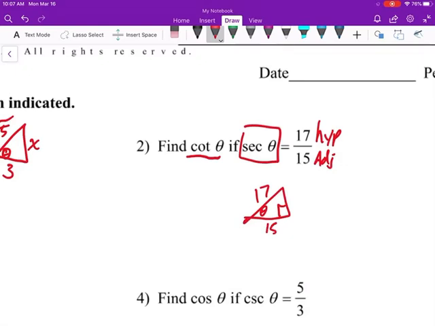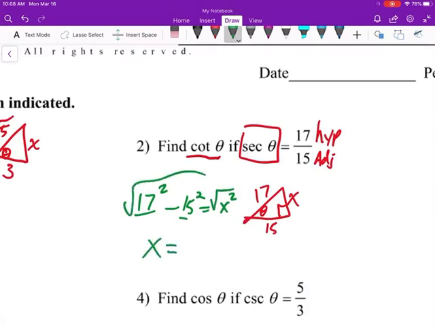Okay, so now we've got to find cotangent. Cotangent is adjacent over opposite. So we still have to find that x. So I'm just going to do this in a different color. What we're going to do now is create the Pythagorean theorem with 17 squared minus 15 squared, because hypotenuse squared minus leg squared equals our other leg squared. I'm going to square root both sides right now. So we have x equals the square root of 17 squared minus 15 squared.